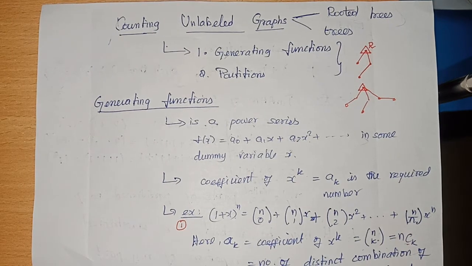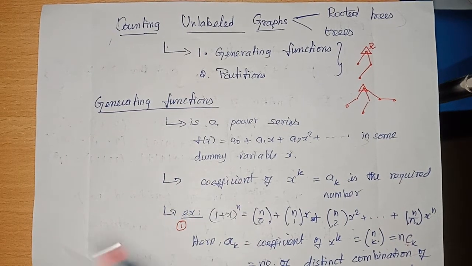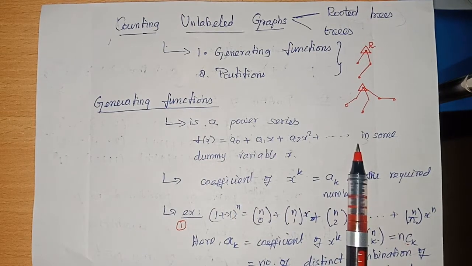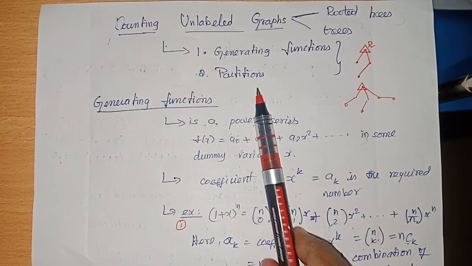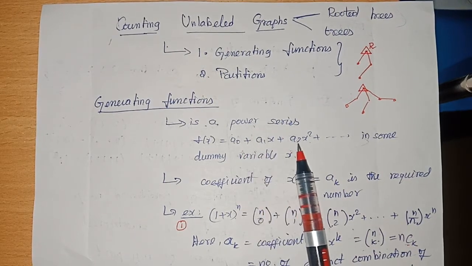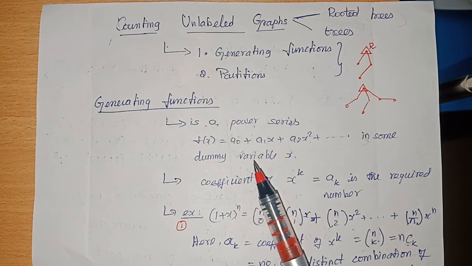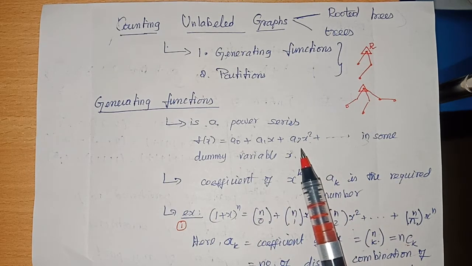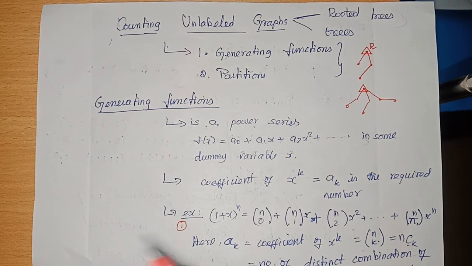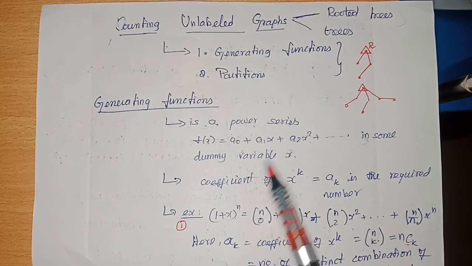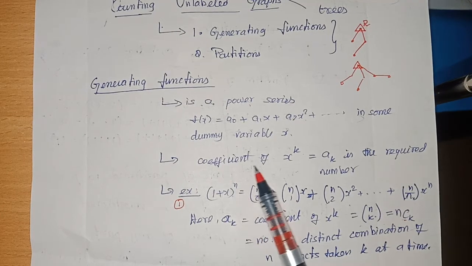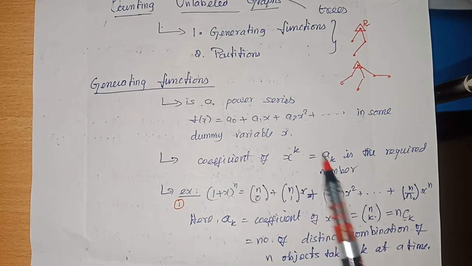That's the meaning. So, we are going to generate a function like this using partitions, and looking at the coefficient itself, we can say the number of graphs with a particular criteria that will exist. So the coefficient is important. What is the coefficient of x power k? It is a power k, which is the required number.